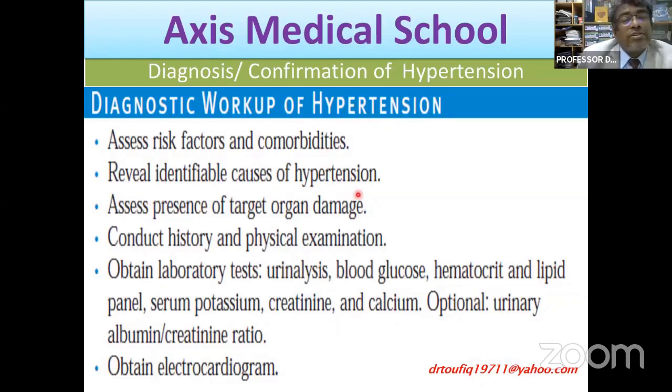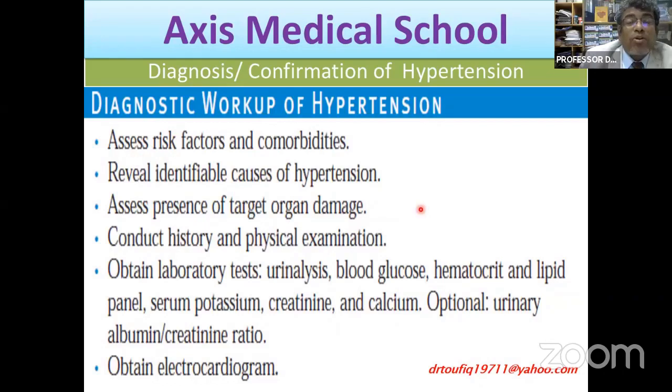So reveal identifiable causes of hypertension. That is, we have to see if the patient has any secondary causes of hypertension or not. We have to assess whether the patient has any target organ damage or not. And we have to conduct history and a detailed physical examination, and we have to do some laboratory investigations. Number one, to find out the secondary causes, and number two, to see if the patient has any target organ damage or not. To find out secondary causes, thyroid function test, kidney function test, urea, creatinine, and protein to see microalbuminuria or not, we have to do these investigations.